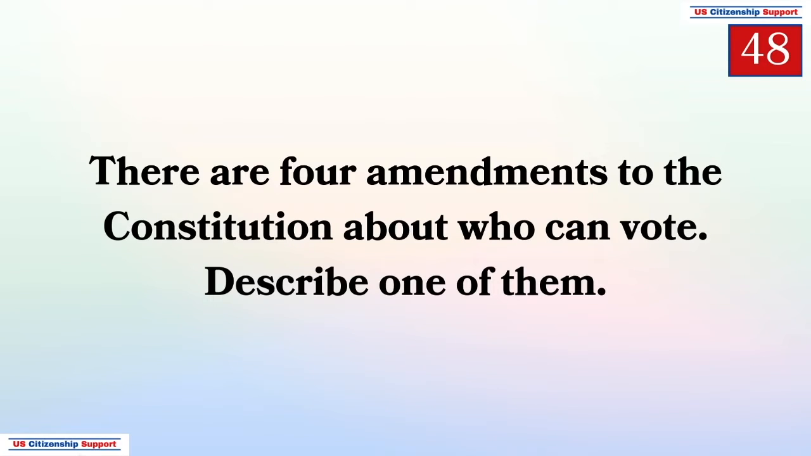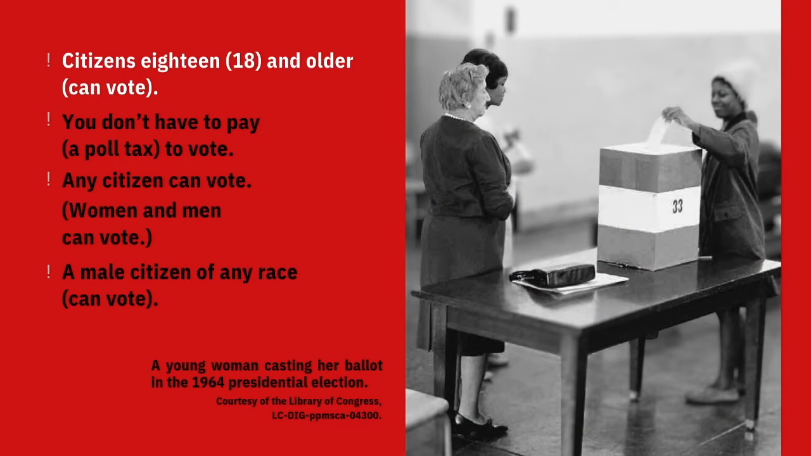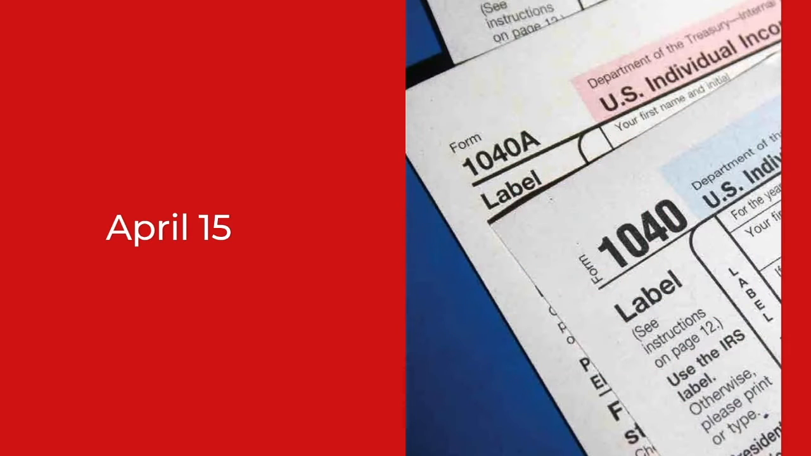There are 4 amendments to the Constitution about who can vote. Describe one of them. Citizens 18 and older can vote. When is the last day you can send in federal income tax forms? April 15.